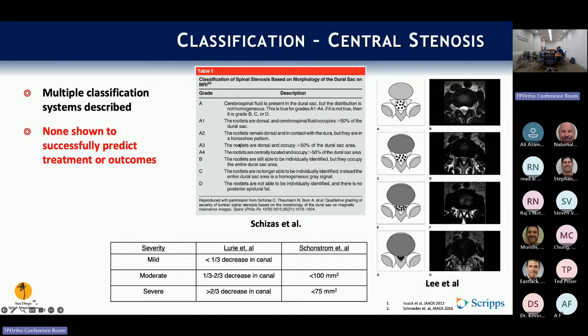And in terms of classification of central stenosis, there have been quite a lot of different ones that have been posited. However, none of these are really all that helpful or useful, generally speaking, because they don't usually predict treatment or outcomes in these patients. And therefore, we generally look at the amount of effacement of the CSF around the nerve roots. As you can see in the image on the far right, with increasing stenosis, you see less visualization of the CSF around the nerve roots.